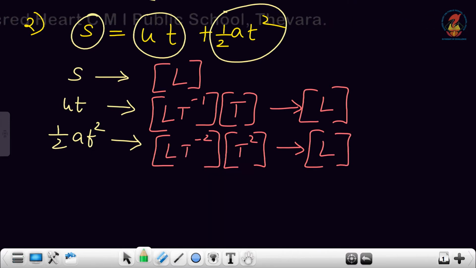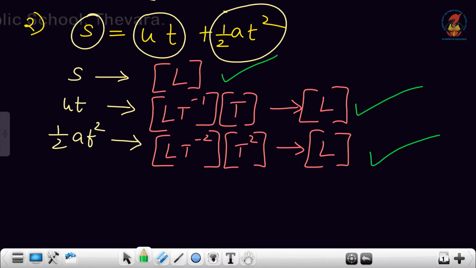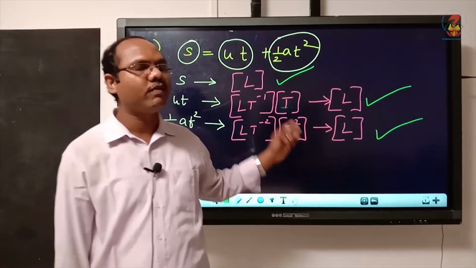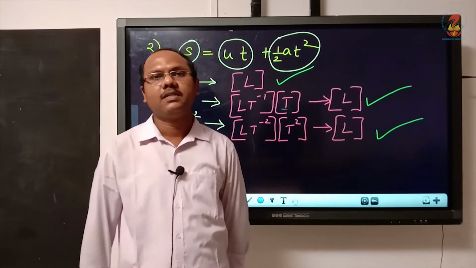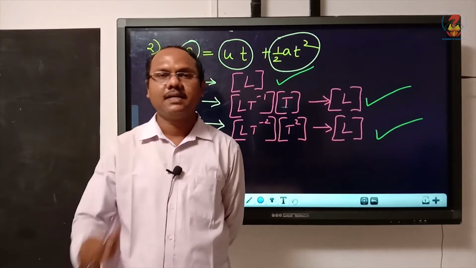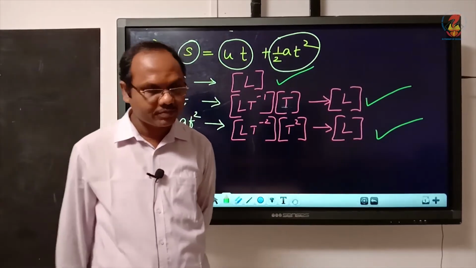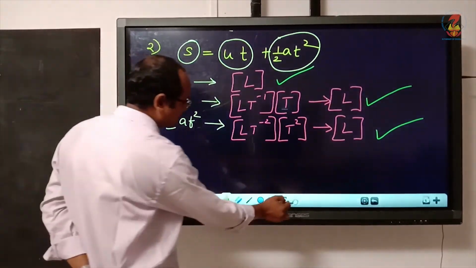Now look, first term the dimension is L, second term dimension is L, third term dimension is L. So the dimensions of all the terms are the same. Therefore we can say the equation is dimensionally correct. Now let us do another exercise.